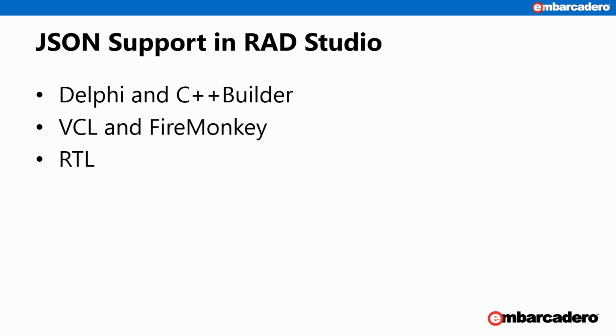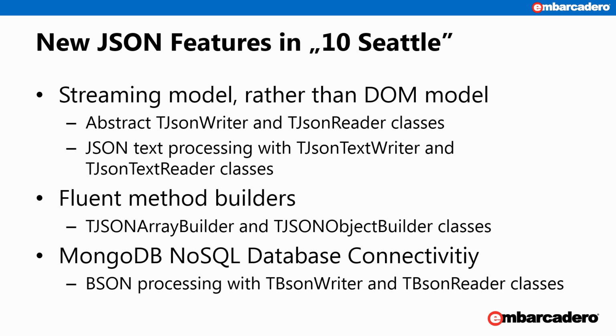So in RAD Studio we have two programming languages, Delphi and C++. So the technologies that I'm going to discuss today are relevant to both Delphi and C++, and also it is on a quite low level of runtime type library, which is a foundation for both the VCL framework for creating Windows application and FireMonkey framework for creating multi-device applications. So there are some new features for JSON introduced in RAD Studio 10 Seattle. So we have a brand new streaming model.